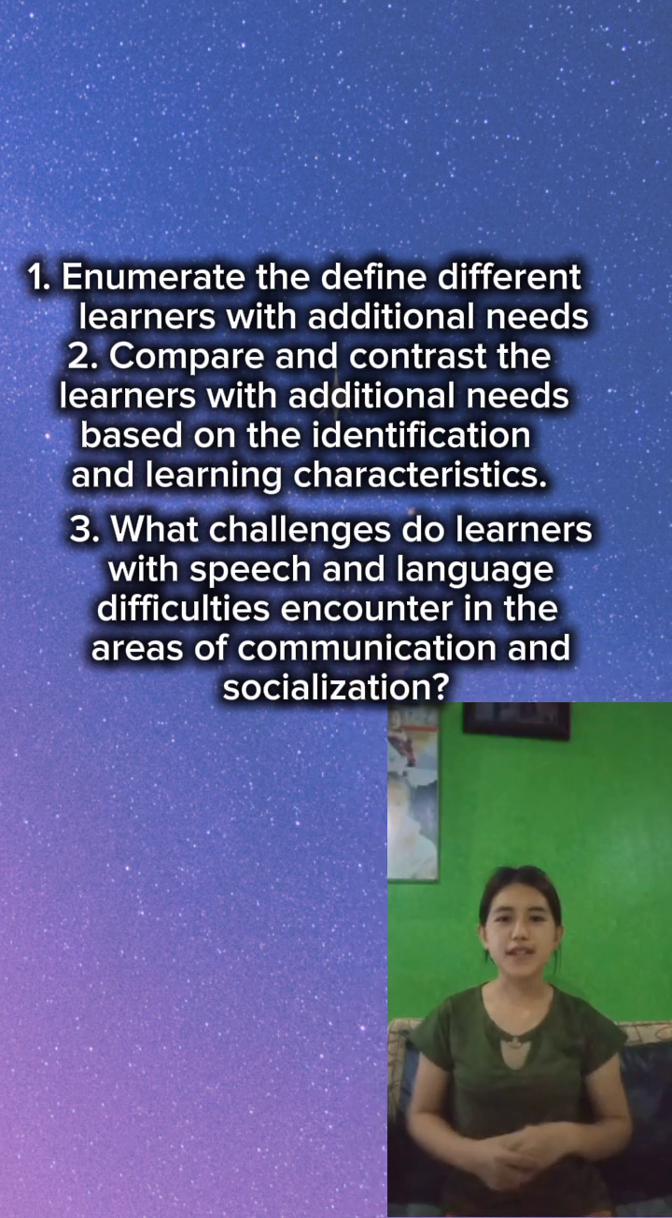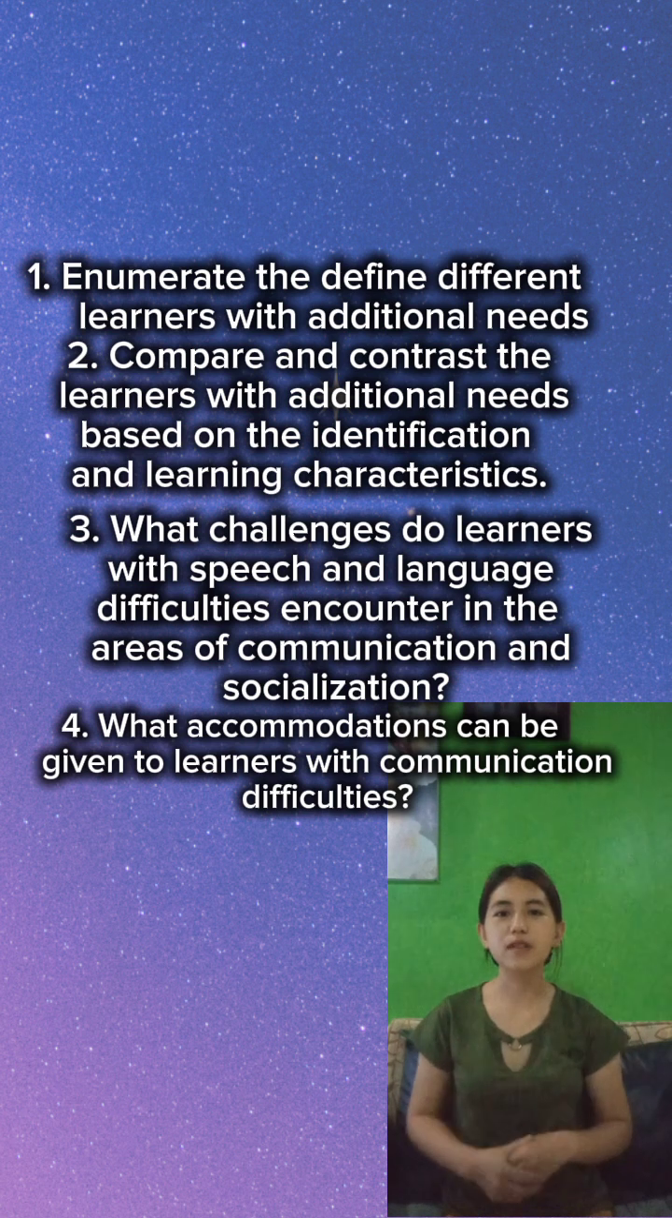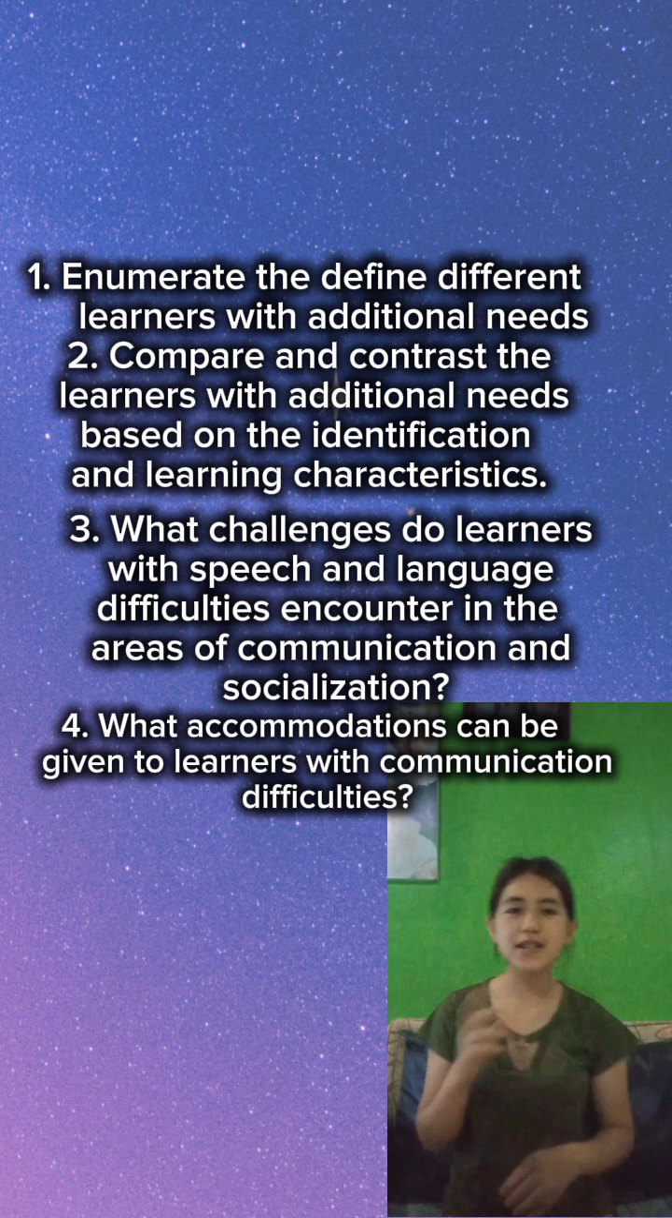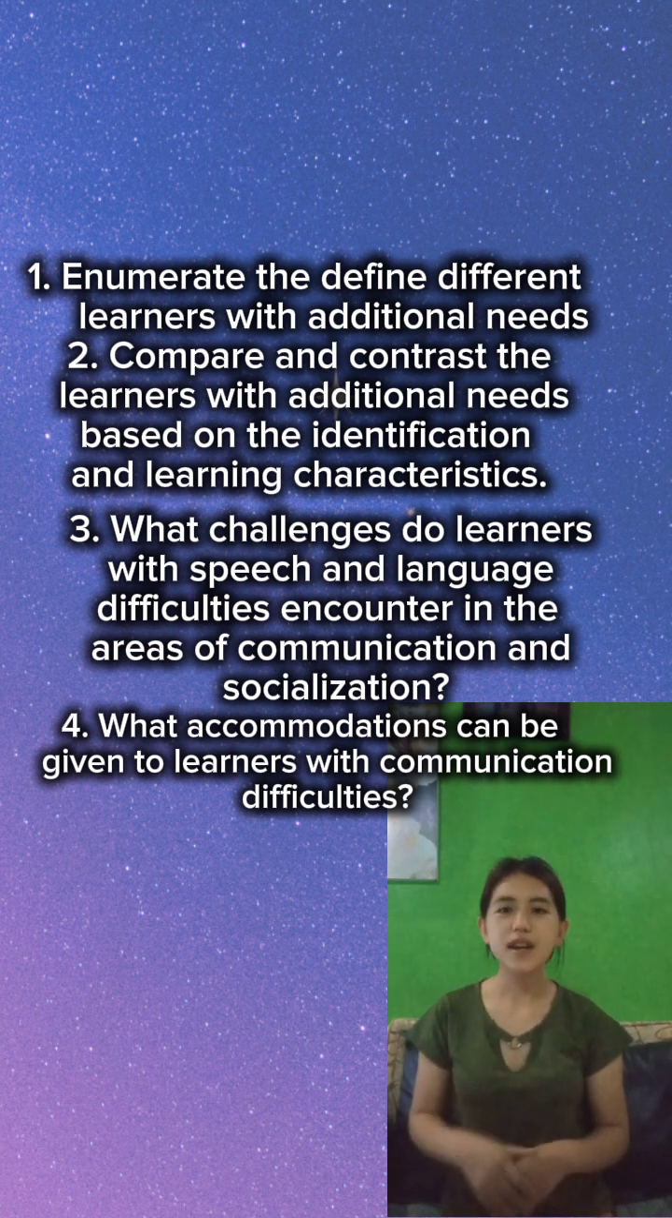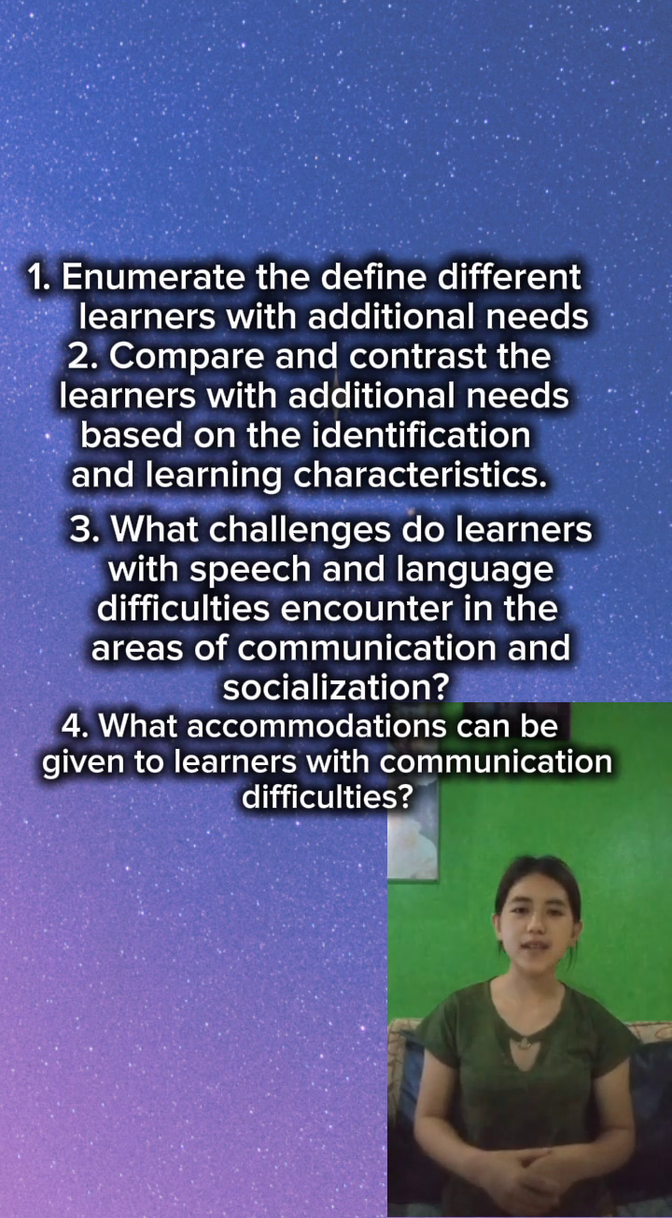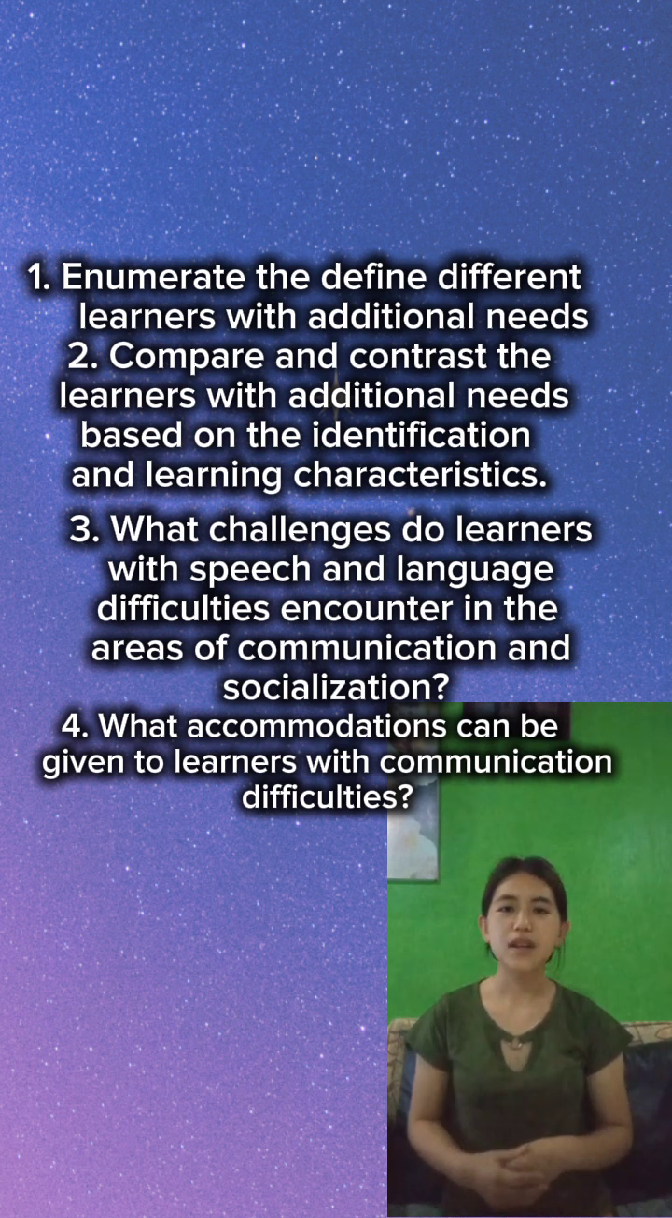Number four question is what accommodations can be given to learners with communicating difficulties. So accommodations for these learners with communicating difficulties may include providing visual aids, using alternative communication methods like AAC devices, allowing extra time to respond, breaking down information into smaller chunks, offering repetition and reinforcement, and ensuring a supportive and inclusive learning environment for them to better understand the lesson.